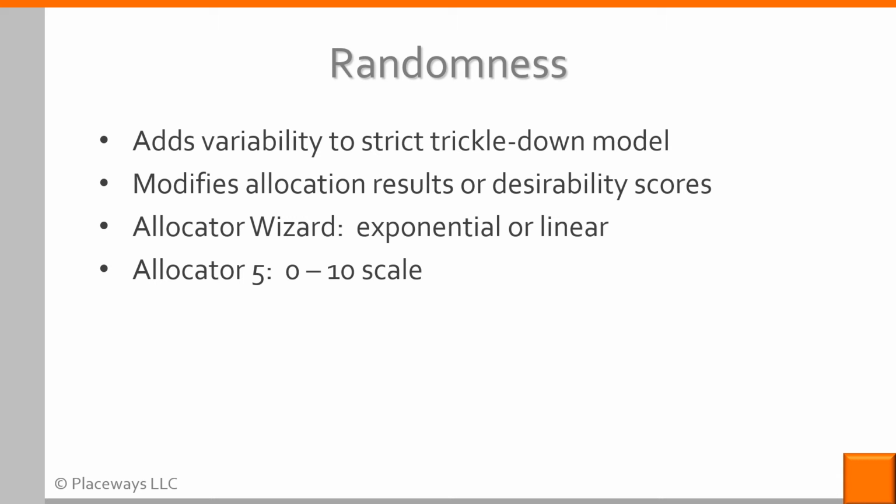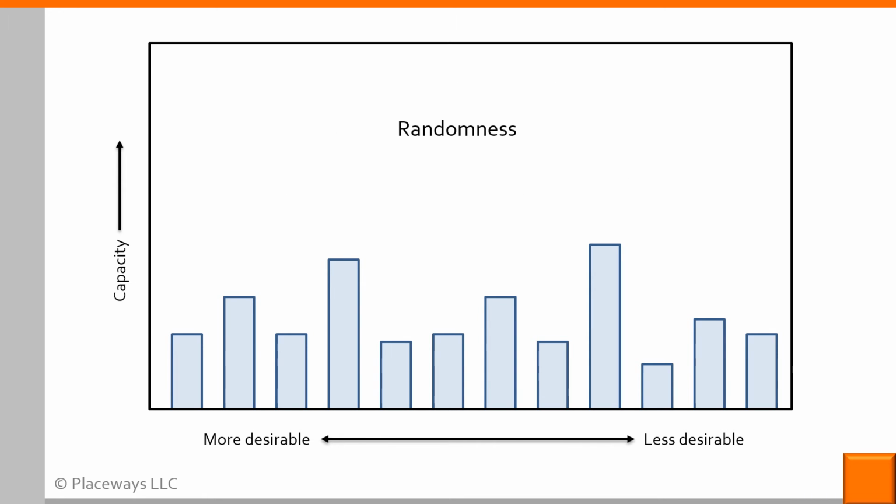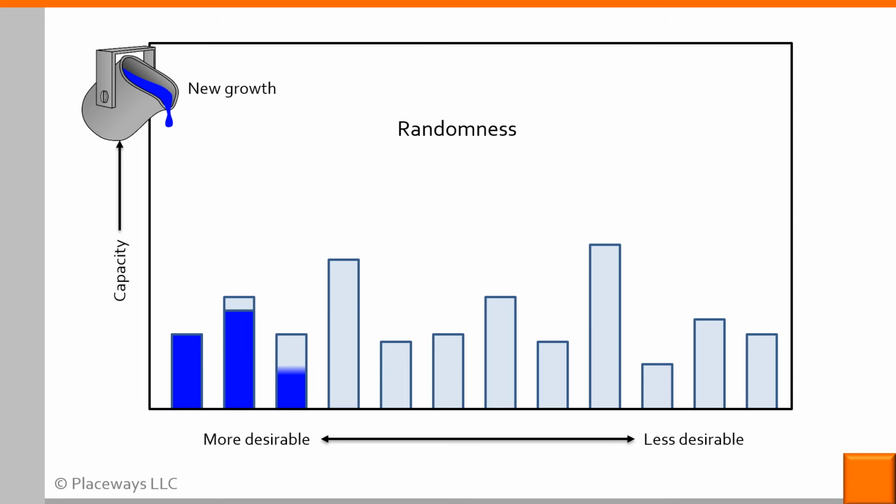Randomness in allocation is a way of adding variability to the strict trickle-down model. It modifies the allocation results and/or desirability scores to make them more scattered. In Scenario 360, there are 3 different ways to set randomization. Going back to the ice cube tray model, adding randomness is like allowing some of the water to splash out of the most desirable locations and into less desirable ones.